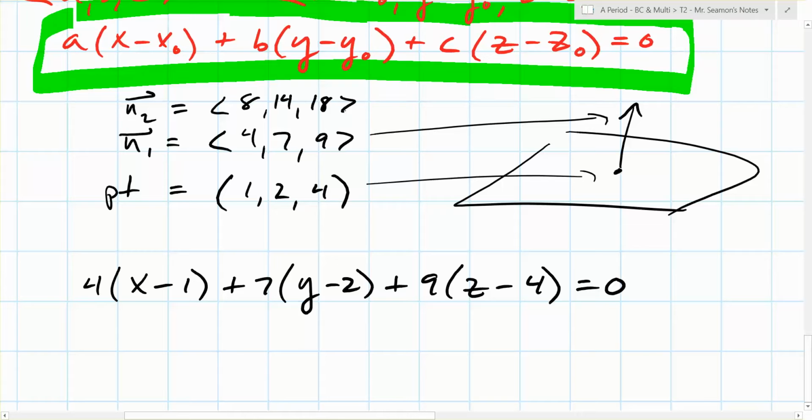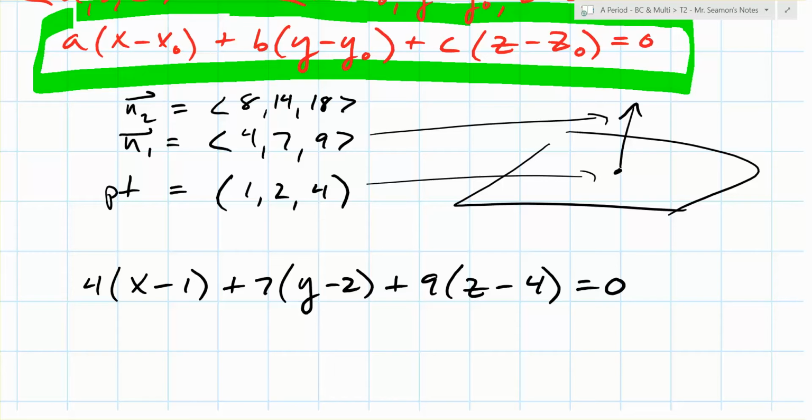Nate, where would the 8, 14, and 18 go? Just in place of the 4, 7, 9. But then what could you divide this whole thing by? 2. And where are you? Back to where you started. If it's a linear combination, you can always divide out the scalar multiple, because what's over here? 0. 0 divided by anything is going to stay 0. So it can be any perpendicular vector. So if you're looking for the equation of a plane, you are effectively done when you have any point in the plane and what? Any normal vector.